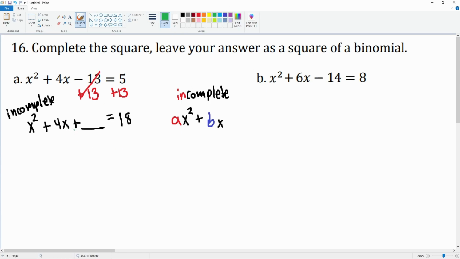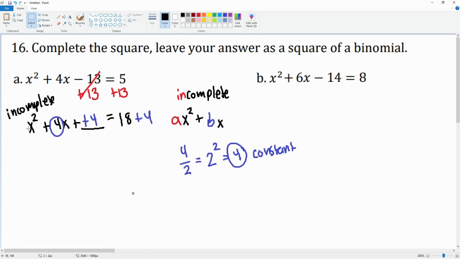We grab this b term here, which is a 4. We divide that by 2, giving us a 2. Then we square it, that becomes 4. This is our new constant that we add. So we're going to add this 4 to both sides. Once we add the 4 to both sides, this allows us to factor it.